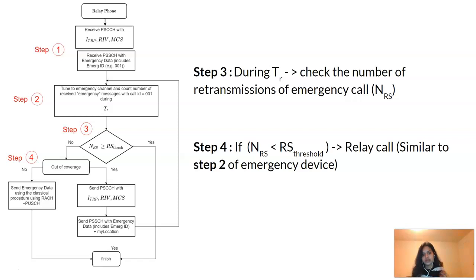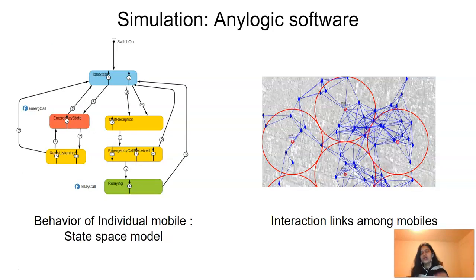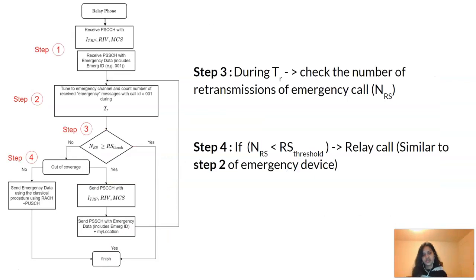During the waiting time, it will tune into the side link data channel and count the number of relayings of the emergency call that it is currently processing. Let's take it as the emergency call with the ID 001, and it will count the number of relayings of 001 and take it as NRS. If the NRS is below the relay threshold, then the relay device will relay the call. This relaying will be done at the end of the waiting time TR.